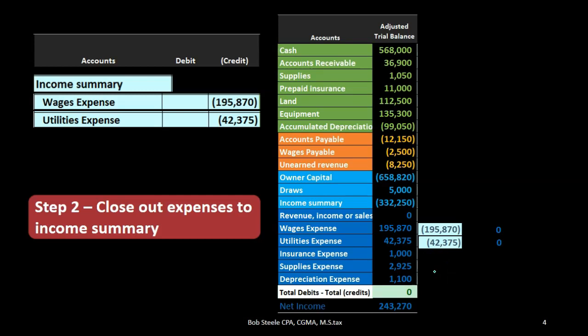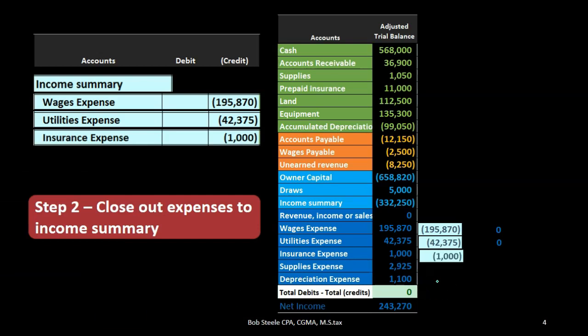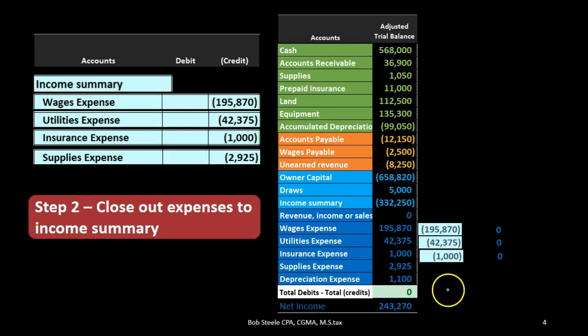Then we have a debit of 1,000 insurance expense. We're going to do the opposite thing to it. We're going to credit it. If we post that out as we go, then that's going to bring it down to 0. That's what we're looking to do. Then we have a debit of 2,925 in supplies expense. We're going to do the opposite thing to it, bringing it down. If we post that out, then we're going to credit it, bringing the balance down to 0.